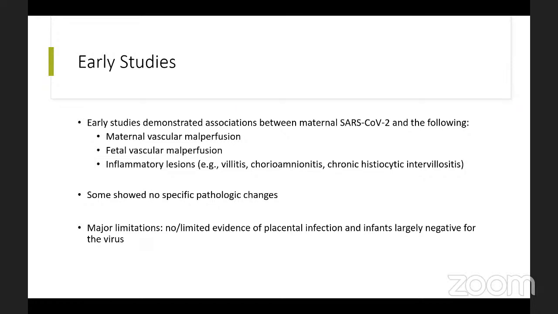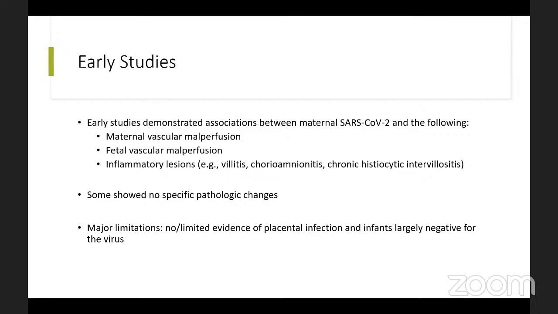And early on, basically everyone was looking at all comers, so all moms who had SARS-CoV-2, sometimes at time of delivery, other times at any point in pregnancy. And they were looking at what those placentas looked like. So basically, if mom was infected, her placenta ended up in the cohort. And in general, we had a bunch of findings that were not terribly specific and at times significant, and at other times results that were completely contradictory.